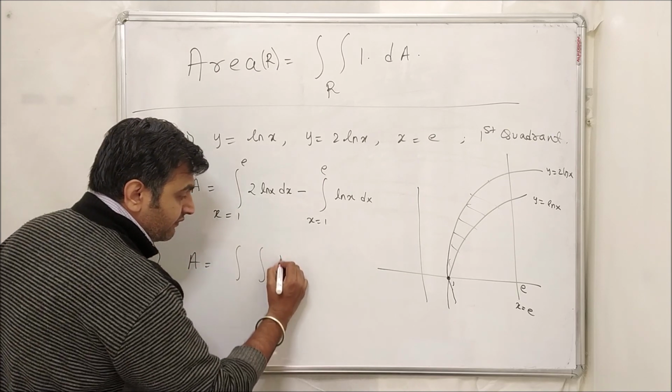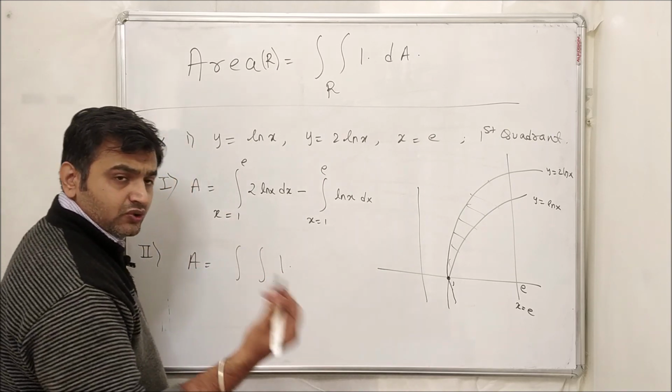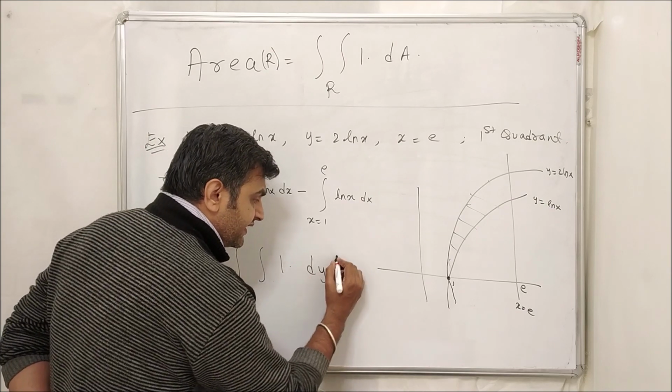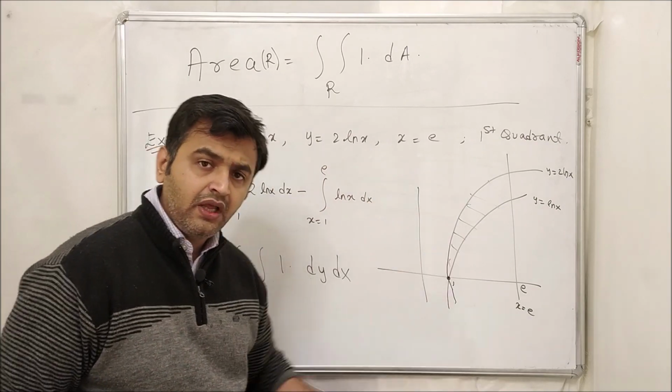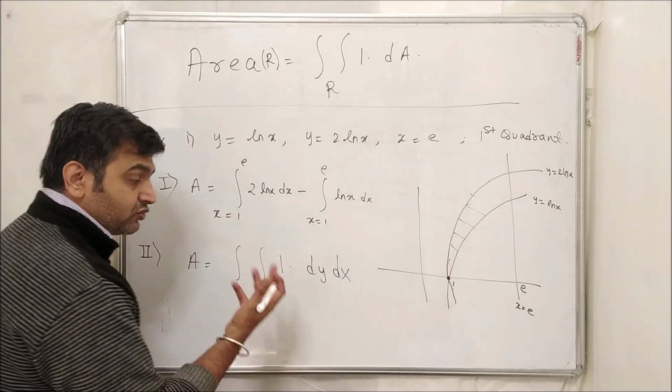But if I want to go by double integration, how will I do it? Double integration of 1 times dA. Now you can choose any order. Let me choose dy dx. Why any order? Thanks to Fubini. All my functions are continuous functions. By Fubini's theorem, you can choose any order.